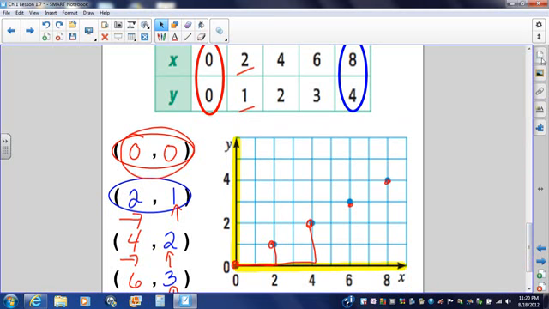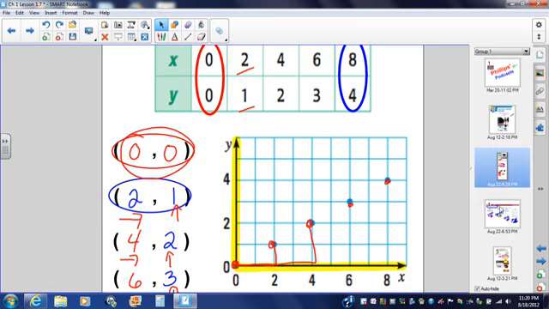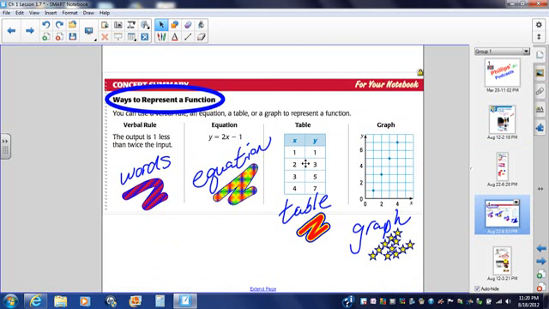Lots of different ways for the Cubs to lose. Lots of different ways for you to represent a function.